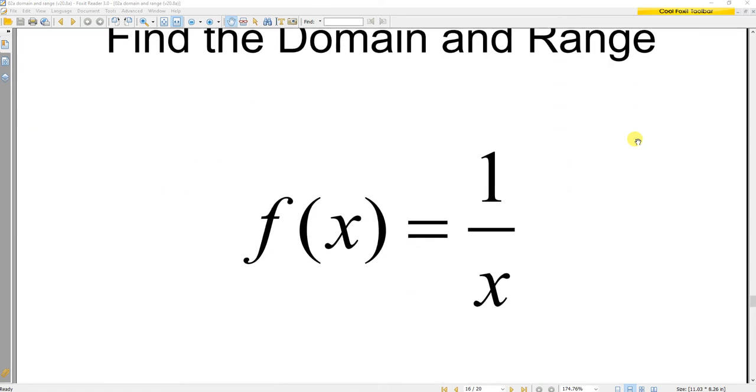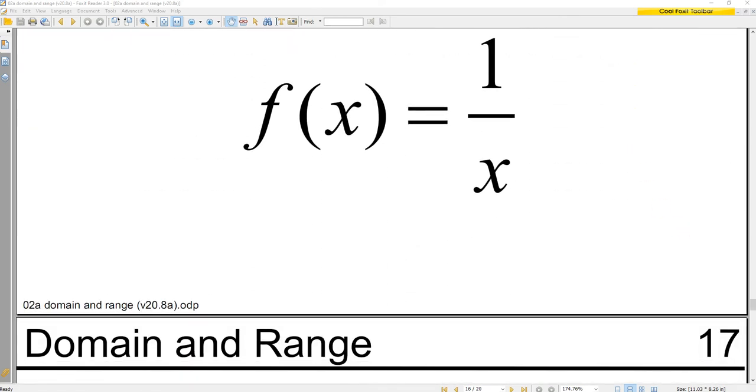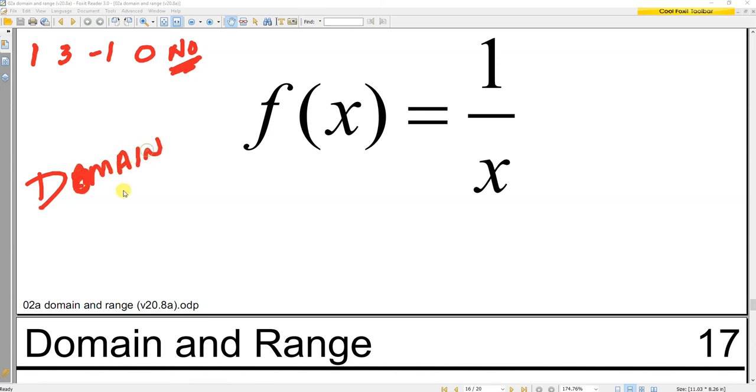Find the domain and range. Okay, we're going to try to break this thing. The domain. What can I put into this? Let's try some different things. Could I put in a 1? Yes. Could I put in a 3? Sure. Can I put in a negative number, like a -1? Yes. Can I plug in a 0? No. So my domain: x cannot equal 0. If you plug in a 0, you break this thing.